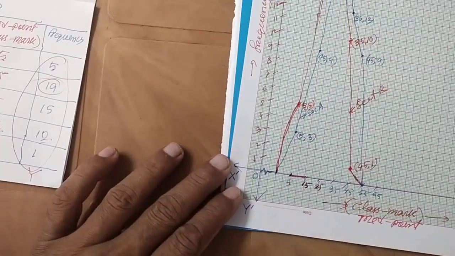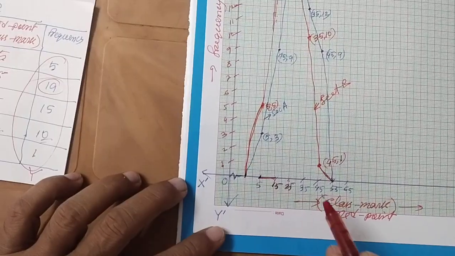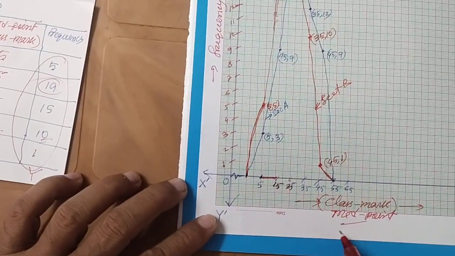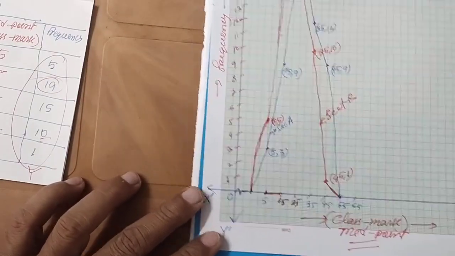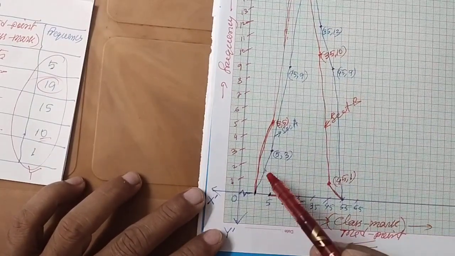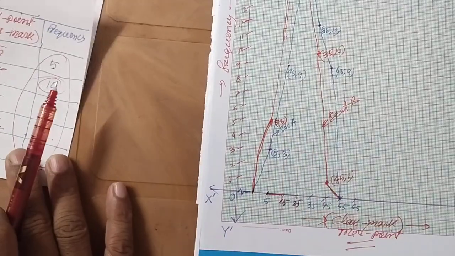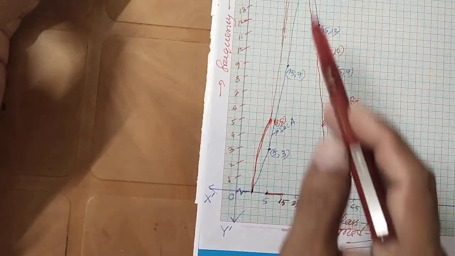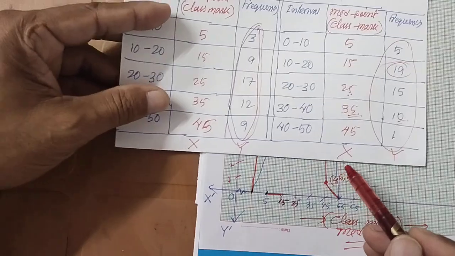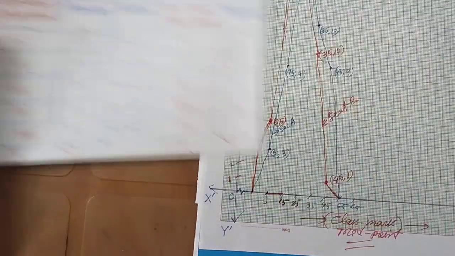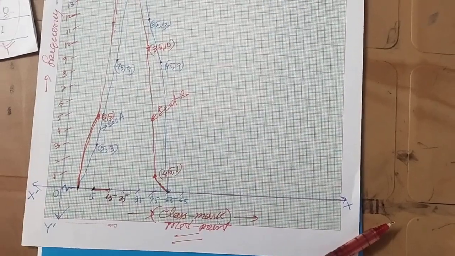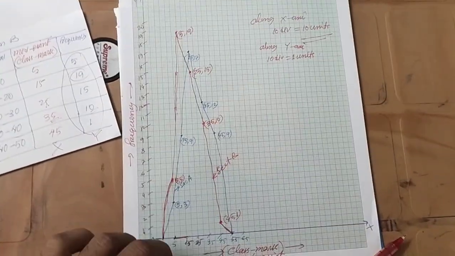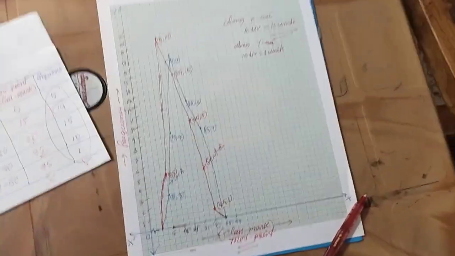So this is how we draw a frequency polygon. Along the x-axis is class mark or midpoint, along the y-axis is frequency. In the same graph paper we have drawn two different graphs. The blue ink graph is for section A and the red ink graph is for section B. So this is the complete solution for this question. Once you can see the whole graph, I will show you the whole graph paper. Yes, the whole graph is visible.